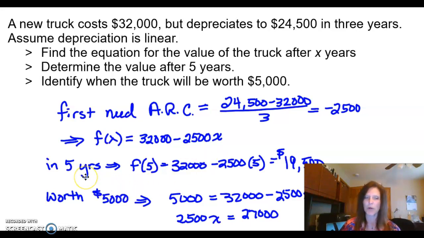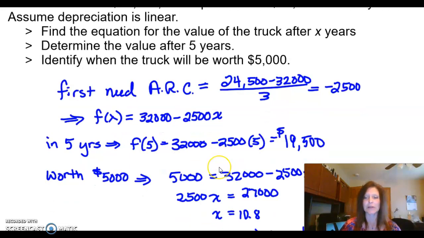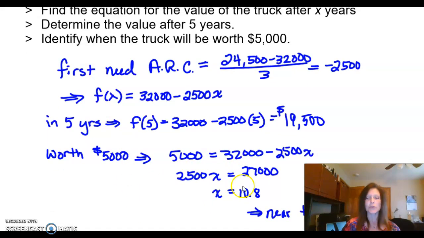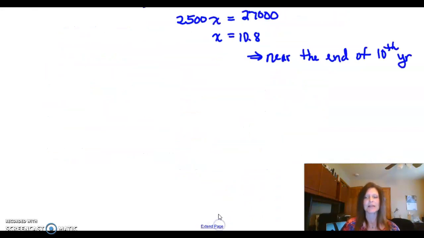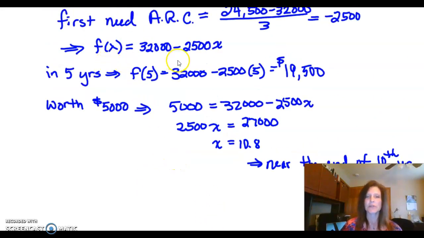It's just whatever you prefer. Okay, so the second part was to determine the value after 5 years. So this is our formula, and they've given us the time, so I just plug it in, and I calculate out 19,500. If they want to know when the truck will be worth 5,000, now they've not given me the x for my formula, they've given me the answer to my formula. So I set the equation equal to 5,000 and do the algebra and come up with x is equal to 10.8. Well, that's going to mean near the end of the 10th year, almost at 11 years, it'll be worth just $5,000.